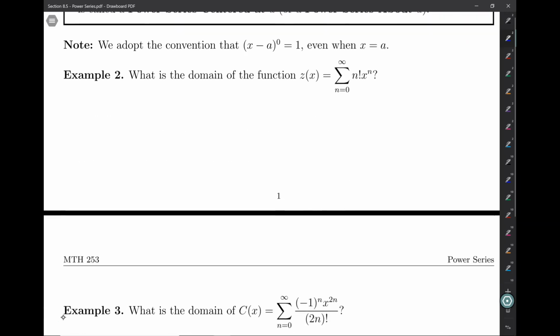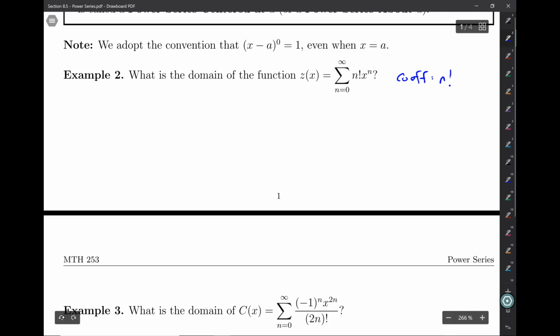So let's talk about this new function. Let's try the same kind of thing and try to find the domain of this new power series. Z of x is equal to a sum as n goes from 1 to infinity of n factorial x to the power of n. So in this case, our coefficients are n factorial.